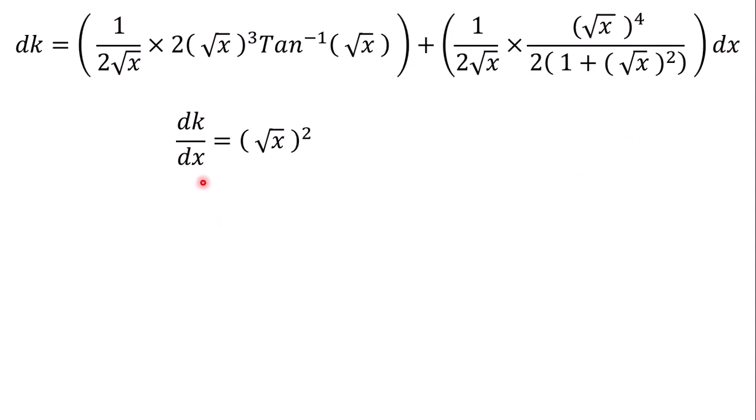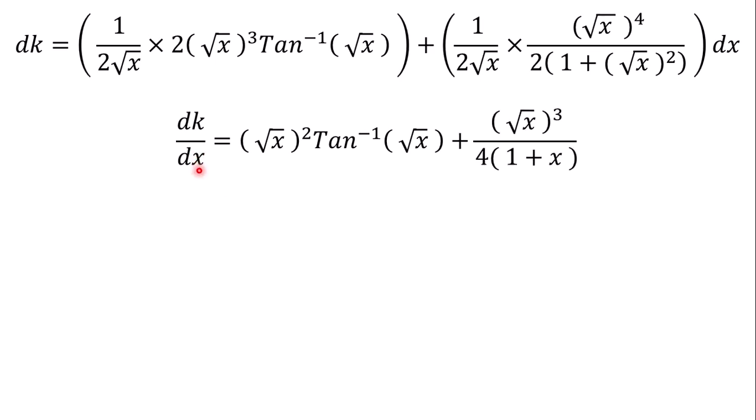So the x over the k, as usual, you know why I'm writing this, because we are done with the differentiation for a, almost done. After the cancellation, that is what we are going to get. As I said, square root of x raised to the power 2 times tangent inverse of square root of x plus square root of x raised to the power 3 divided by 4 into bracket 1 plus what? X.